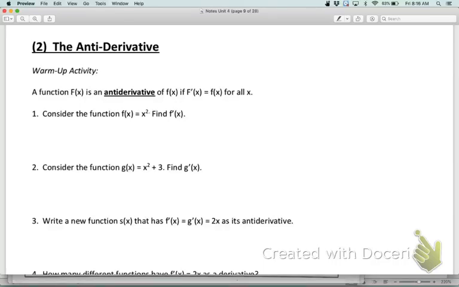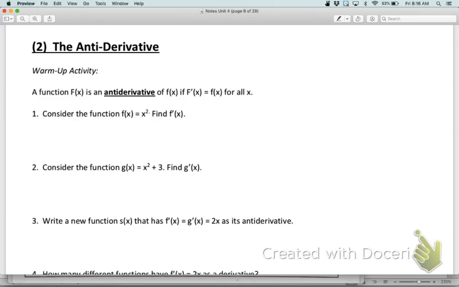Okay, today we are going to introduce the antiderivative. And so I know I'm not here, so we'll kind of talk through this warm-up activity together. So we're going to first define some notation.